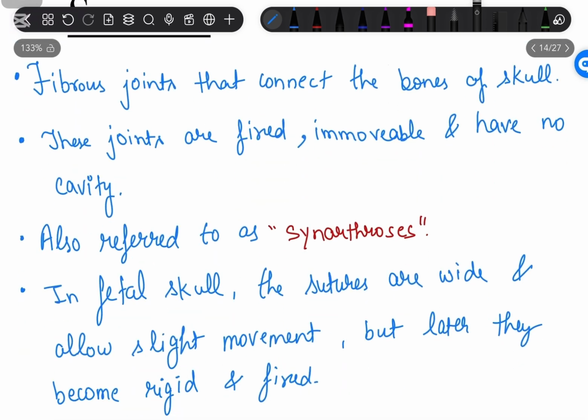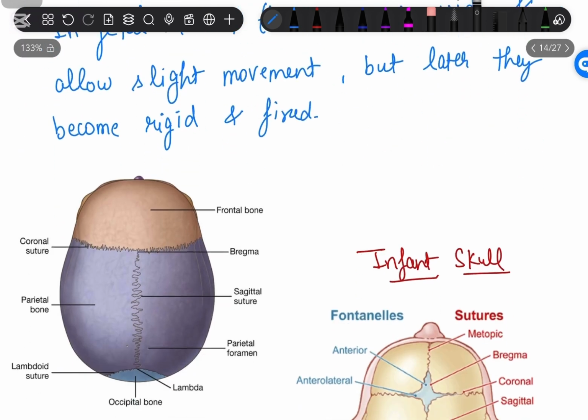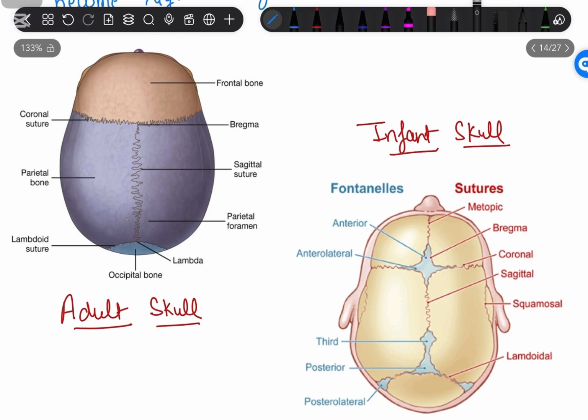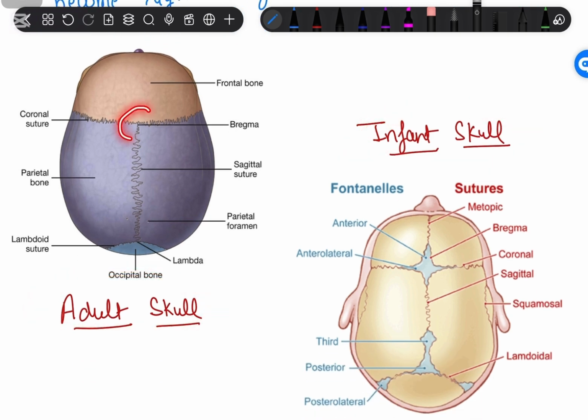So sutures, these are the fibrous joints that connect the bones of the skull, and these joints are fixed, immovable and have no cavity. These joints are also referred to as synarthrosis. In the fetal skull, the sutures are wide and allow slight movement, but later they become rigid and fixed. In this diagram, you can see the difference between the adult skull and the infant skull. In the adult skull, there are no gapings, whereas in the infant skull, there are gapings which are known as fontanelles.